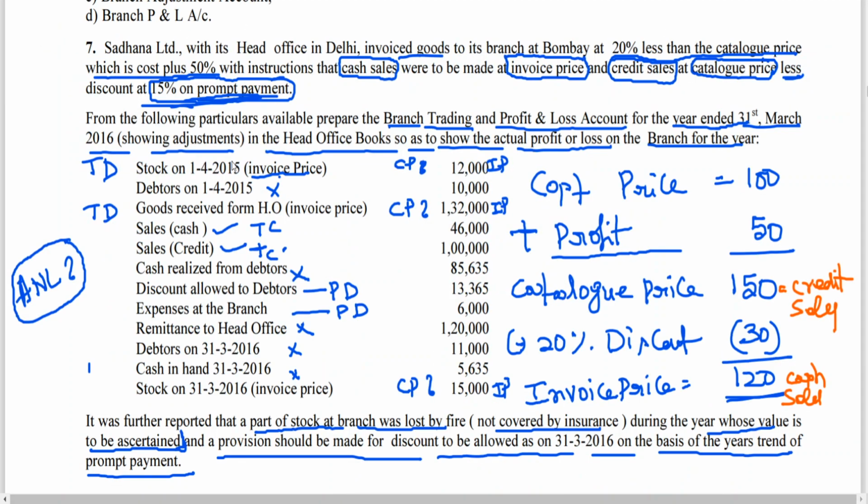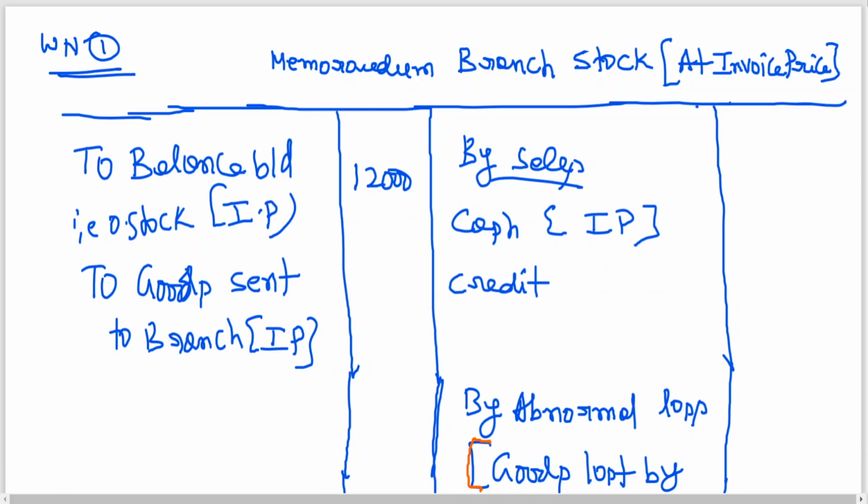Goods sent to branch, you can see. Goods received from head office is nothing but goods sent to branch. We are opening this account in the books of head office. All these working notes are for final accounts. We are in dependent branches now. All dependent branch accounts are maintained by head office. So what is goods? 1,32,000.